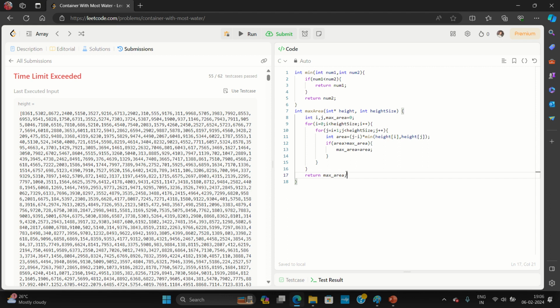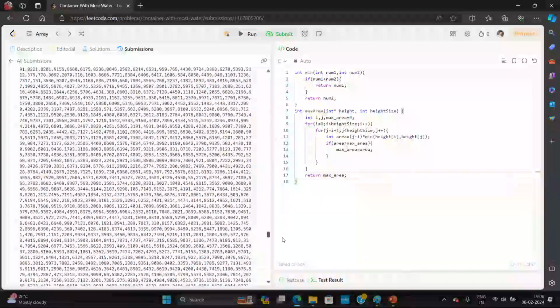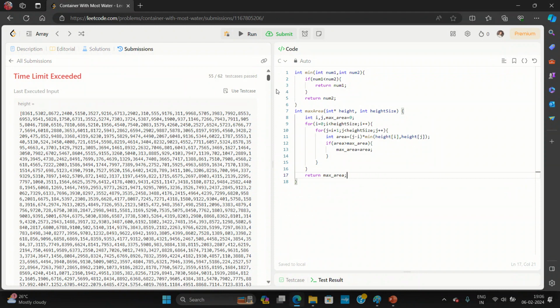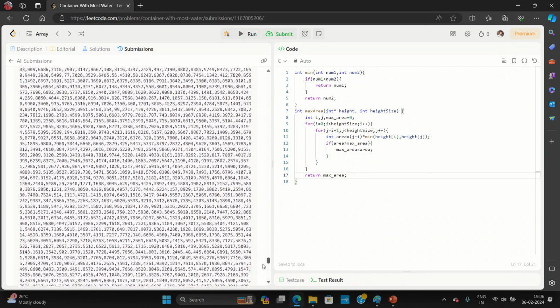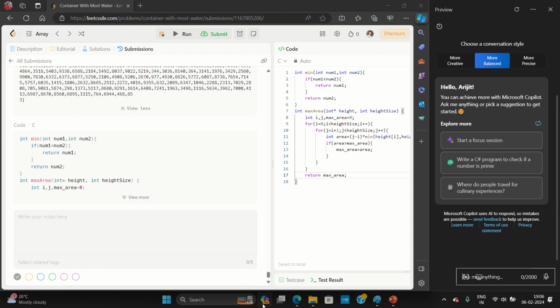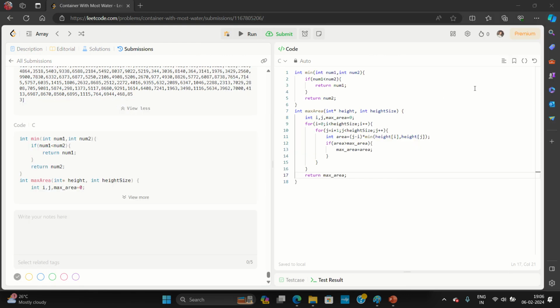But the problem that we encountered in that solution is this time limit exceeded error for this vast array. We shouldn't get these kinds of problems. We should write an algorithm that passes in the specific time that is allotted for this particular program.